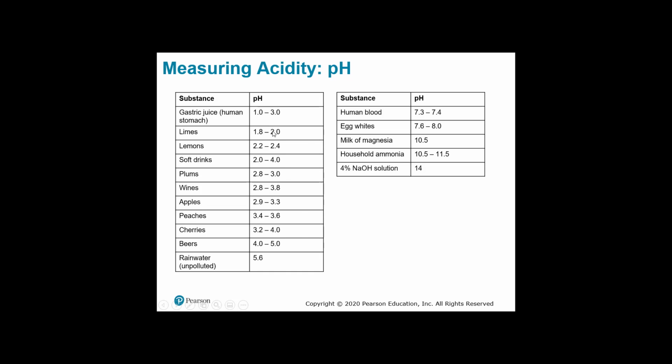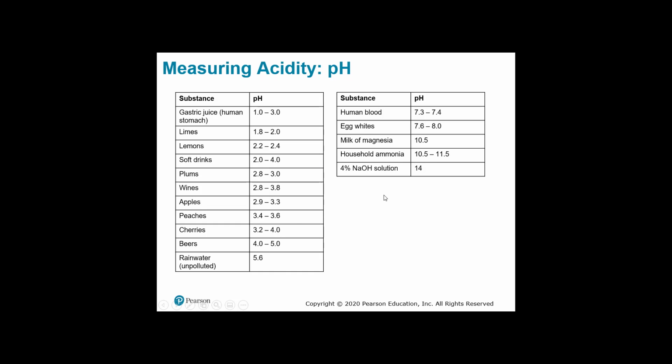So here are some pHs so you can see. We start here at gastric juices. They range from 1 to 3. Limes, lemons, soft drinks. How's that for your teeth? Then we go to wines, apples, peaches, cherries, beer. Beer is acidic. Rainwater is actually rather acidic, even if it's unpolluted.